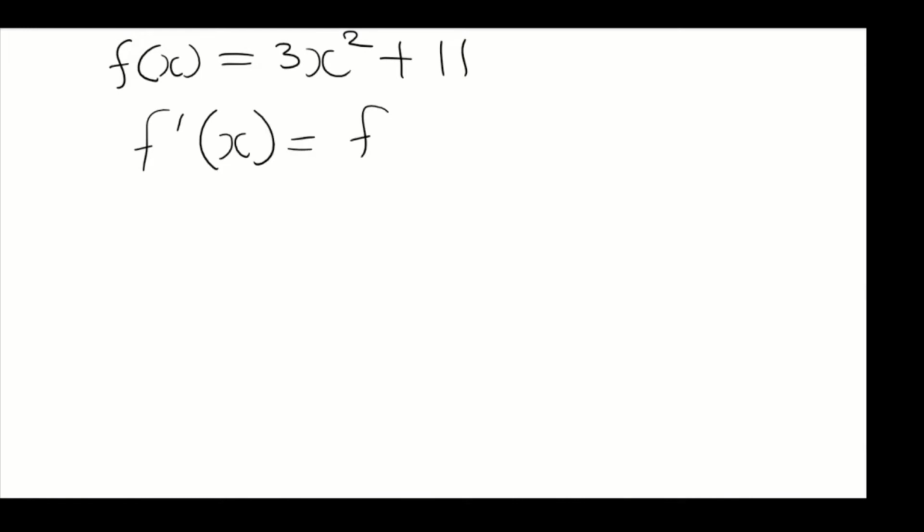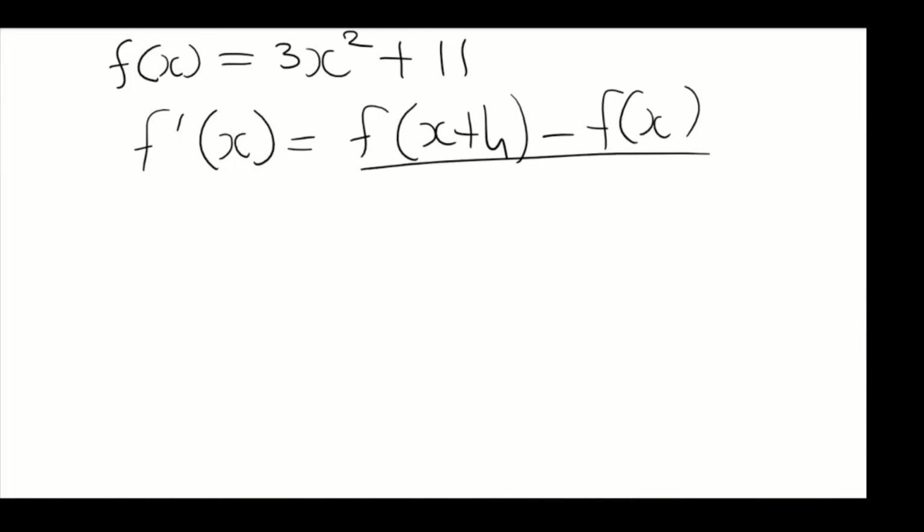Okay, question 7. We have 7.1 here. Given f of x, which is equal to 3x squared plus 11, we are asked to find the derivative using first principles. So f of x is equal to 3x squared plus 11. The formula of first principles is given as f of x plus h minus f of x, divided by h. Remember that it is actually a limit when h approaches 0.